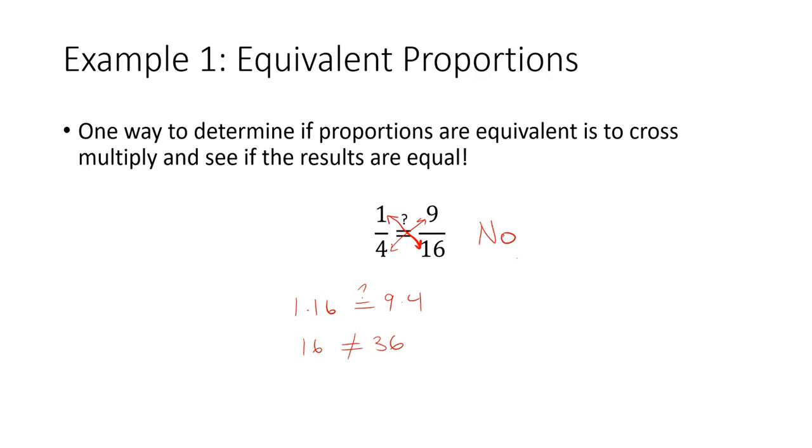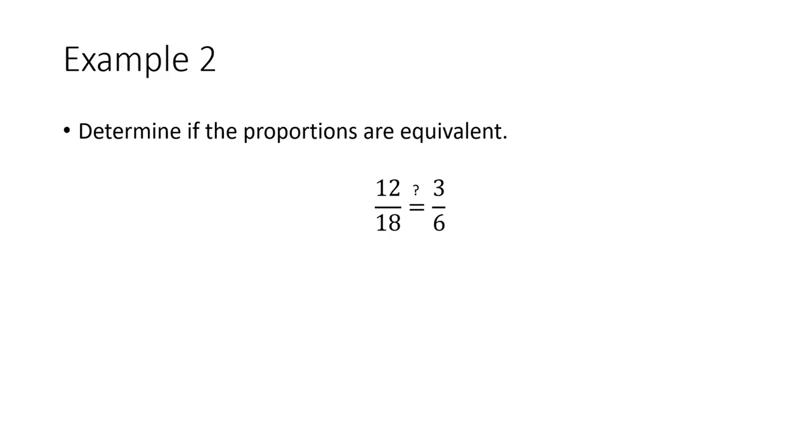So these two proportions are not equal. Again, if we want to determine if they're equivalent, we can cross multiply. 6 times 12. We want to know if that's equal to 3 times 18. 6 times 12 is 72. 3 times 18 is 54. And so again, these are not equal.